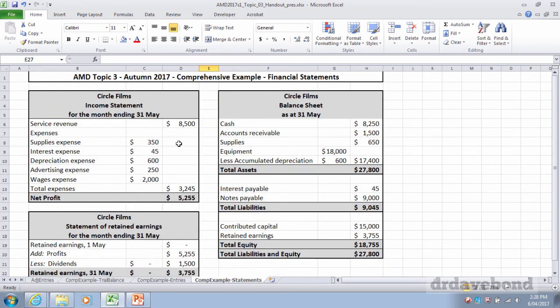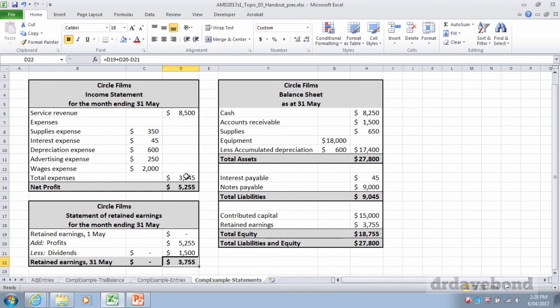Revenue less all your various expenses. So when we come down to doing the statements, service revenue 8,500, we're just formatting these so they're all in there. Total expenses 3,245, 5,255 net profit. That gets added to the starting retained earnings of nothing. Dividends get taken away. You end up with 3,755 as the retained earnings balance. Throw in all the assets: cash, accounts receivable, supplies, equipment, take away the accumulated depreciation. Carrying amount is 17,400. Total assets of 27,800. Interest payable 45, notes payable 9,000, 9,045 in terms of liabilities, 15,000 original contributed capital, retained earnings, the closing amount, and we end up with 27,800 liabilities and equity. Everything balances. That makes for happy accountants.